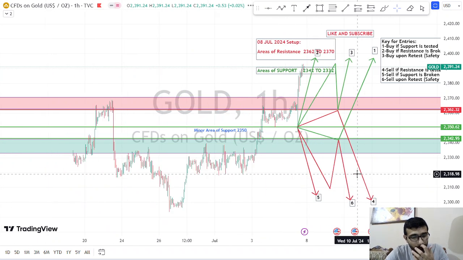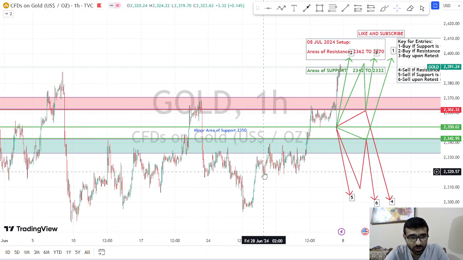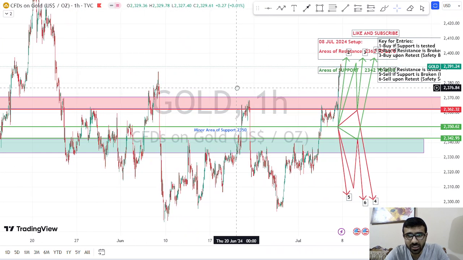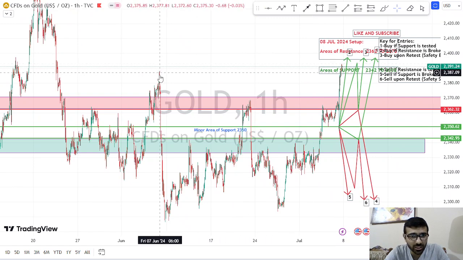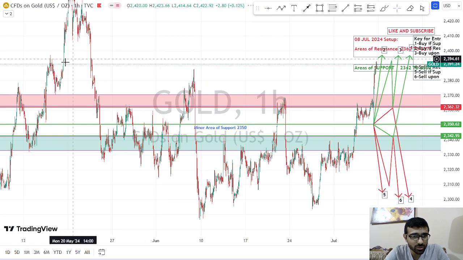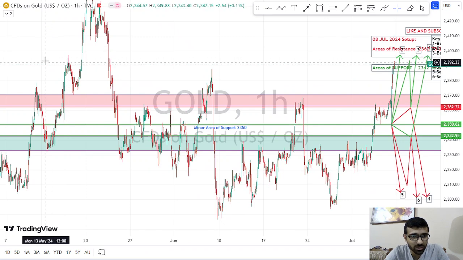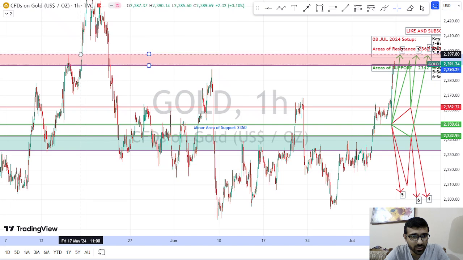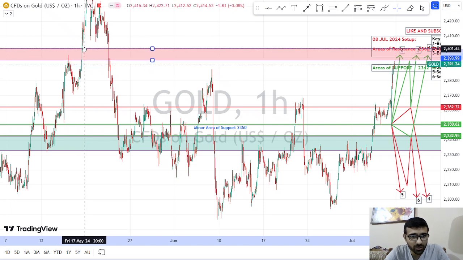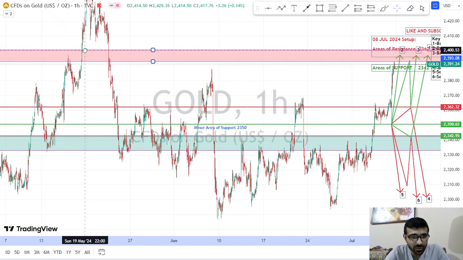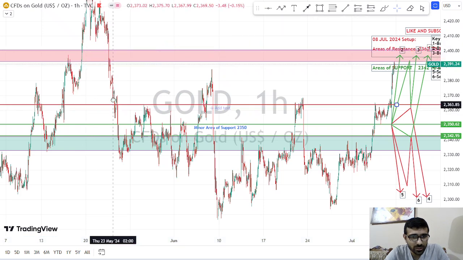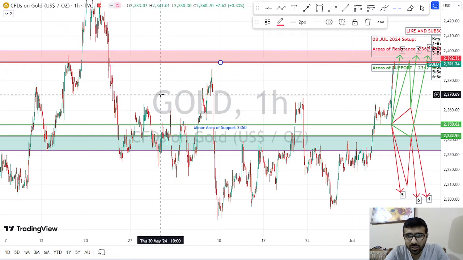Let me figure out the new area of support and resistance. For that, you have to see that currently the market is trading over here, and the market has broken this area. Now the market is going to react from this area of resistance over here. So we are going to pull the market up over here, and this will be a good area of resistance, approximately here.